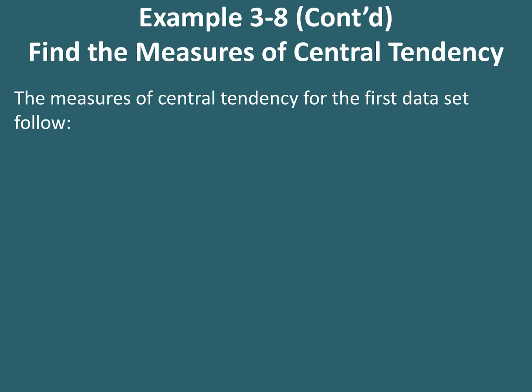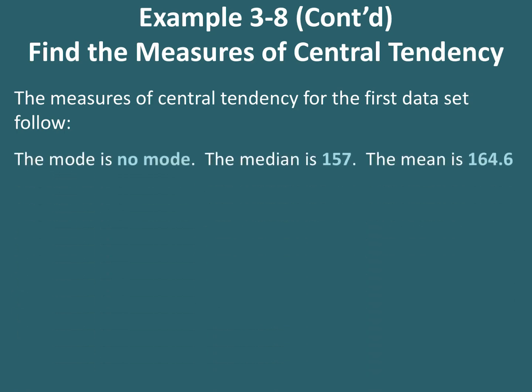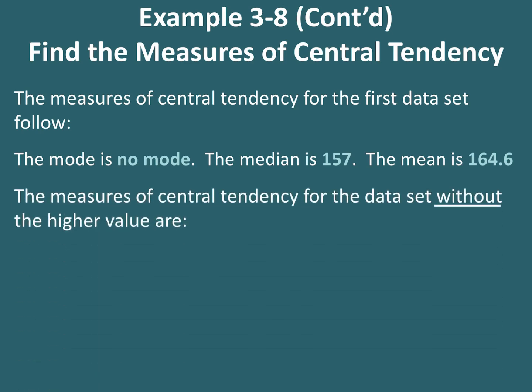So the measures of central tendency for the first data set are as follows. There is no mode, the median is 157, and the mean is 164.6. Calculating each one of these measures should be fairly simple. I invite you to pause the video here and verify that these three are the case. However, let's go ahead and remove the 240, and let's go ahead and calculate the mode, median, and mean again.